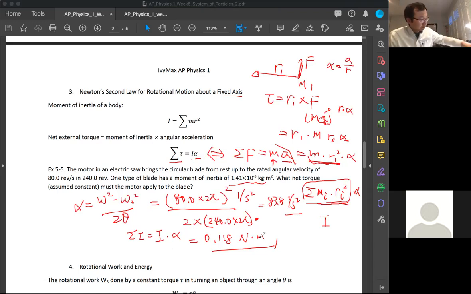Very basic, but just like the previous questions, for angular velocity or angular acceleration, use radians instead of revolutions or degrees, right?